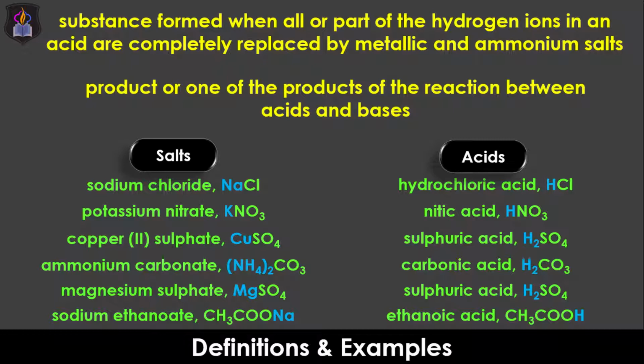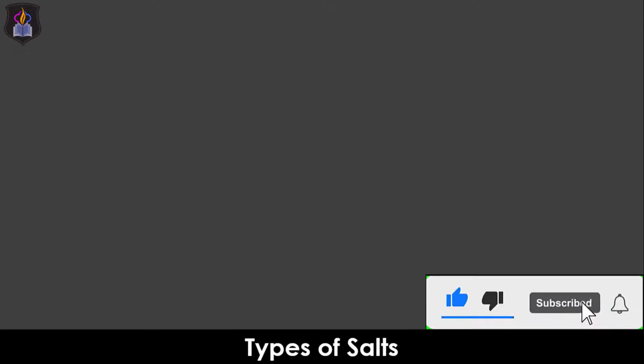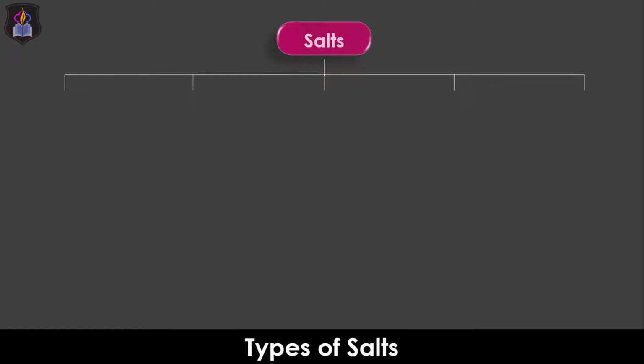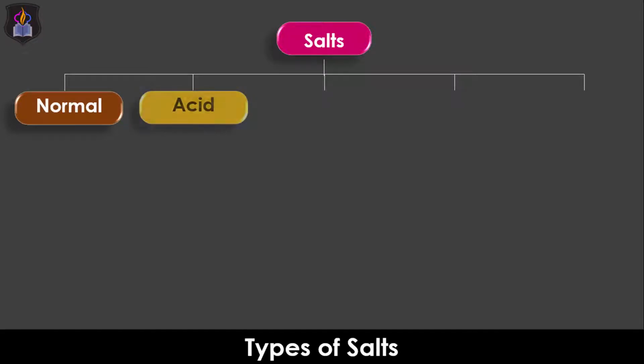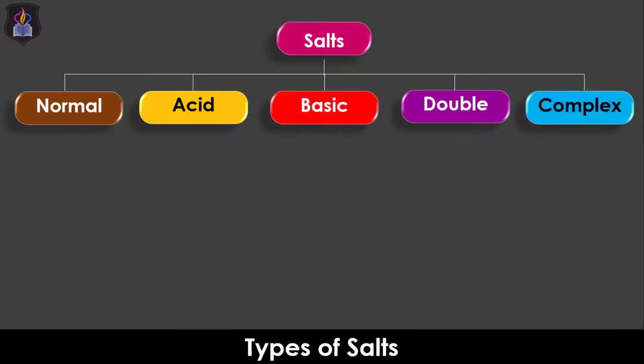And also, salt in chemistry goes beyond sodium chloride, the common salt you know. Salts can be classified based on their composition and solubility. Based on composition, there are 5 types of salts, namely normal salts, acid salts, basic salts, double salts, and complex salts. Whereas based on solubility, there are only 2 types of salts, soluble and insoluble salts.